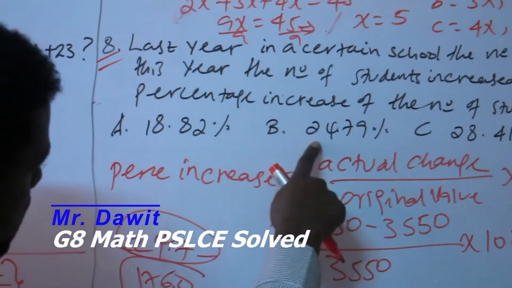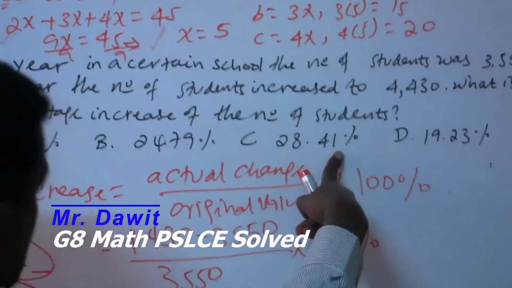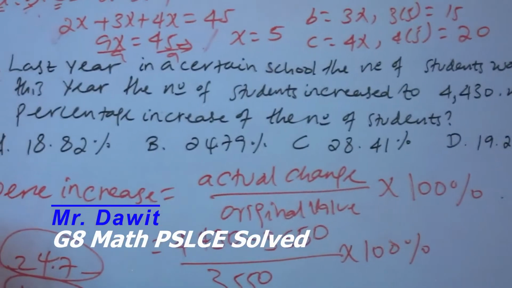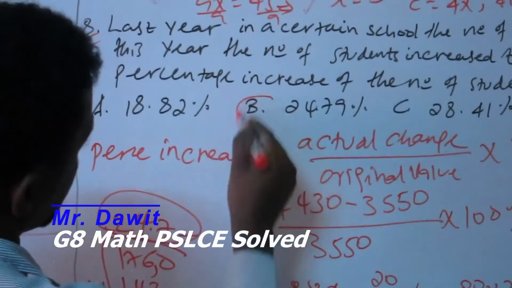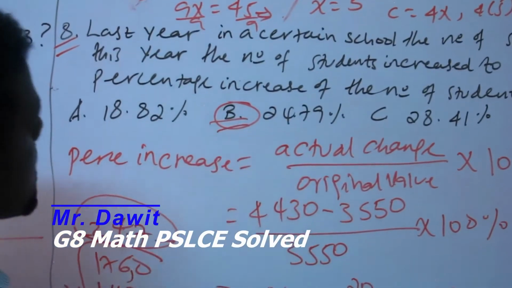A is 18.82%. B is 24.79%. C is 28.41%. And D is 90.23%. So the number that is related with 24.7 is B. That is B. So our answer is B.